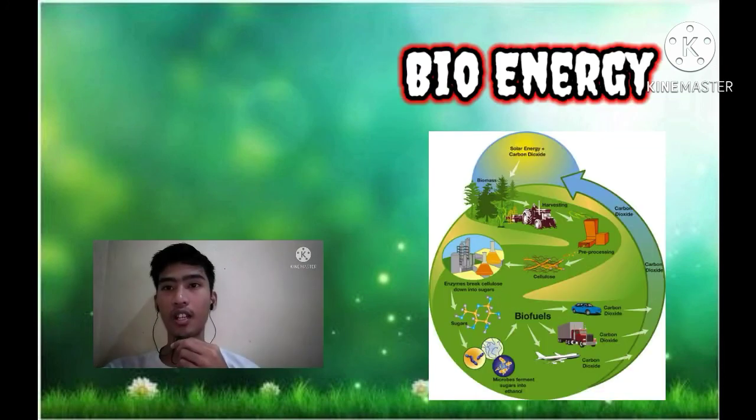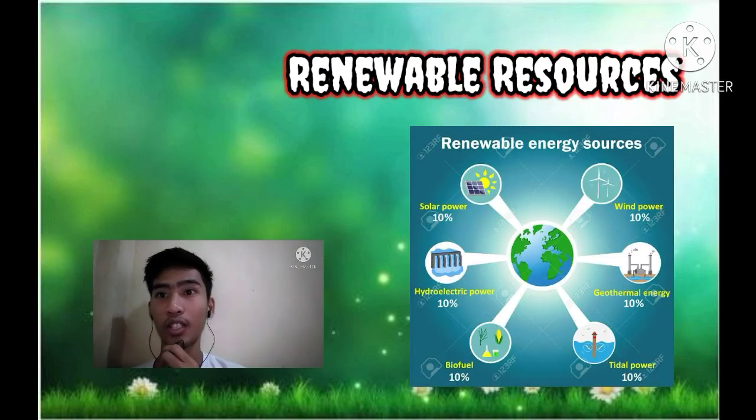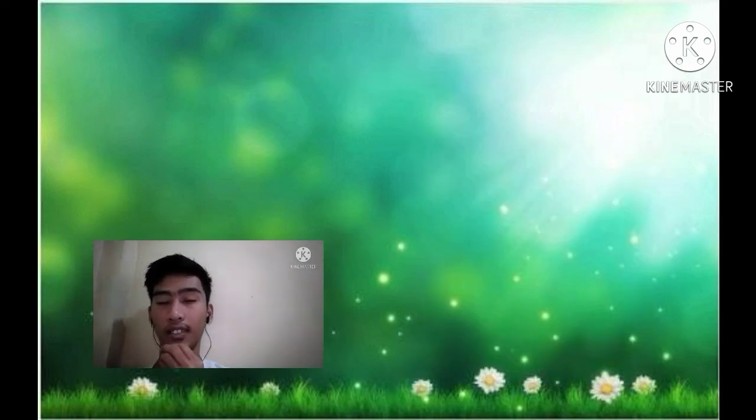Next is bioenergy. Bioenergy is a renewable resource which is derived from recently living organic materials known as biomass, which can produce transportation fuels, heat, electricity, and products. The third one is renewable sources. These are sources that are naturally replenishing but flow limited. They are virtually inexhaustible in duration but have a limited amount of energy per unit. Examples of these natural resources are solar, hydro, wind, tidal, geothermal, and biomass.